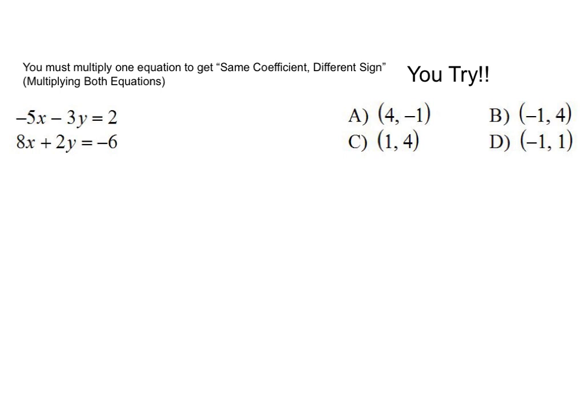So this will be your you try example. You will select your answer choice. If your answer choice is incorrect, you should watch the remainder of this video to see how you could have gotten to a correct answer.